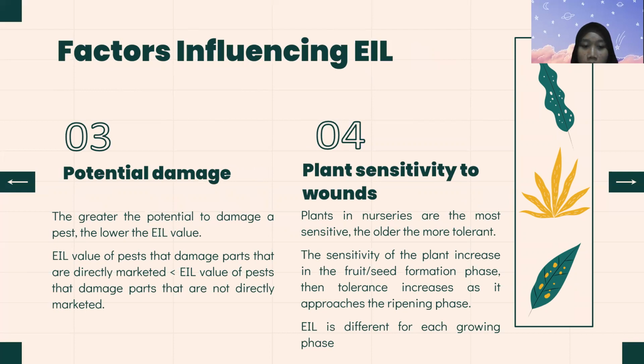Number 3, potential damage. The greater the potential to damage a pest, the lower the EIL value. EIL value of pests that damage parts that are directly marketed is less than EIL value of pests that damage parts that are not directly marketed.